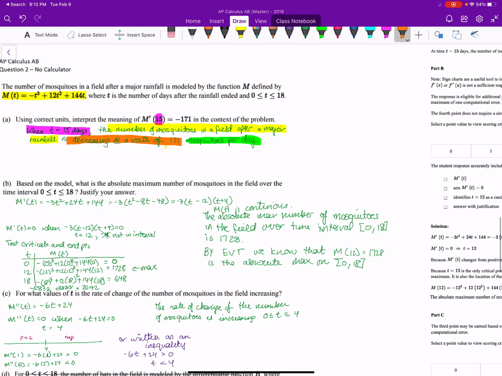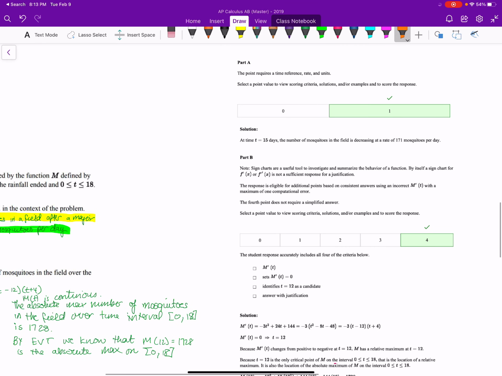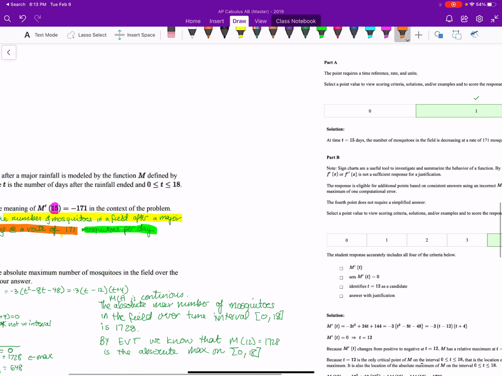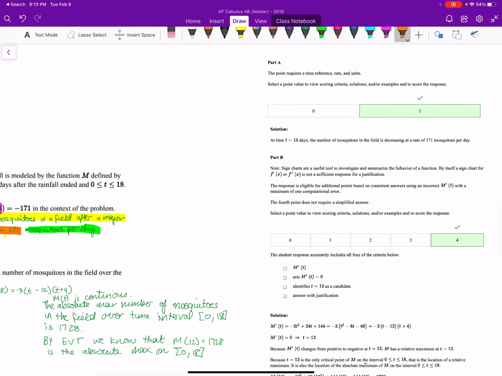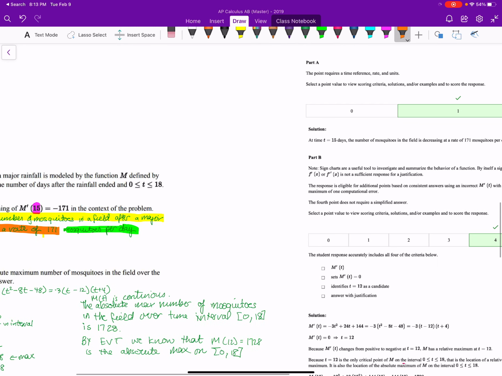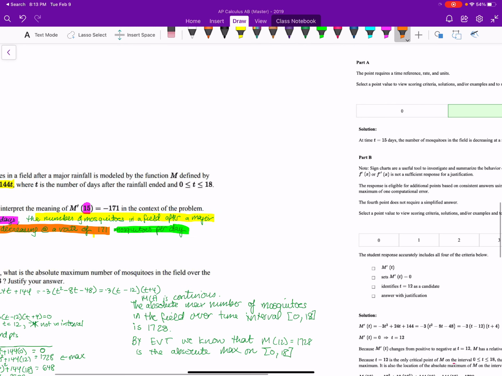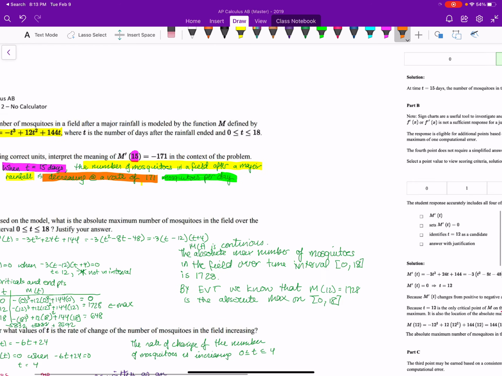Did they do it slightly different than me? They might have. Let's see here. At time t is equal to 15 days, the number of mosquitoes in the field is decreasing. Oh, it's almost verbatim the same as me. I just wrote the word when. Or you could have t is equal to 15 days at the end of the sentence, which also works. But those 4 elements have to be there in some way, shape, or form to get full credit for that one.